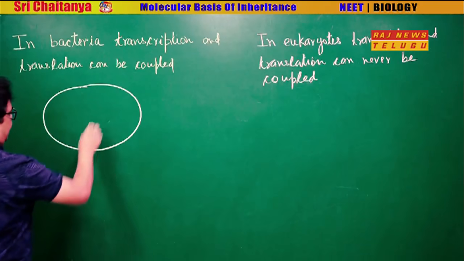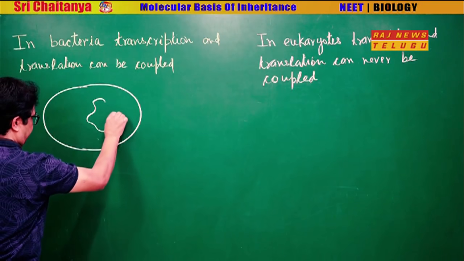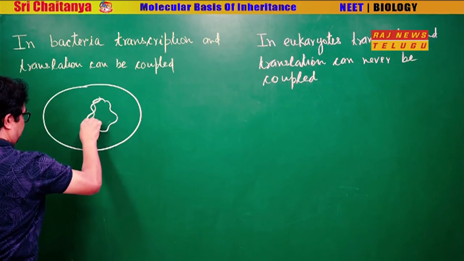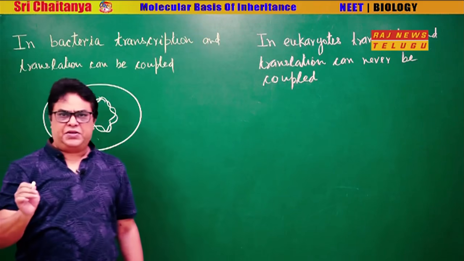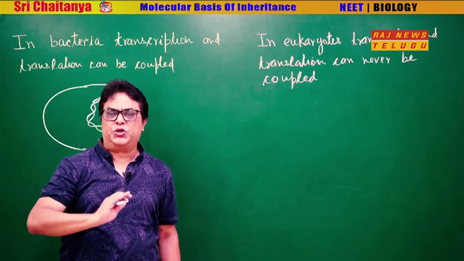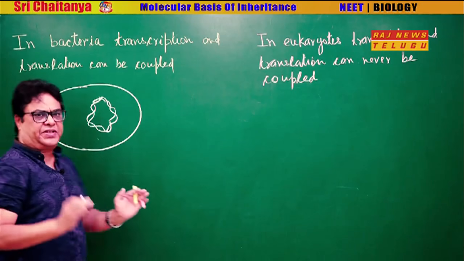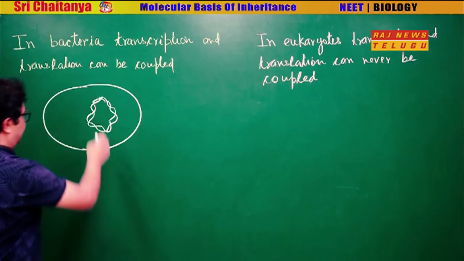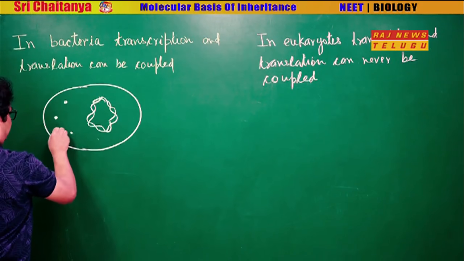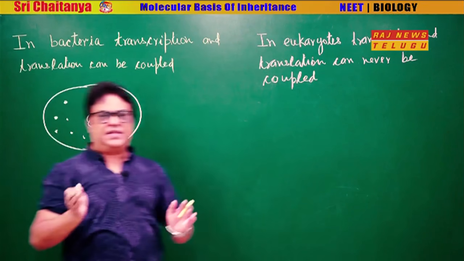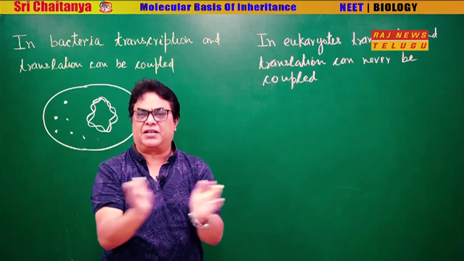Okay. And this is the bacterial DNA, or nucleoid. You see, in bacteria there is no nuclear membrane, so there is no compartmentalization, there are no two separate chambers. So, DNA is present in the same chamber where the ribosome is present. Okay. So, the site of transcription and the site of translation are common, there is no compartmentalization.